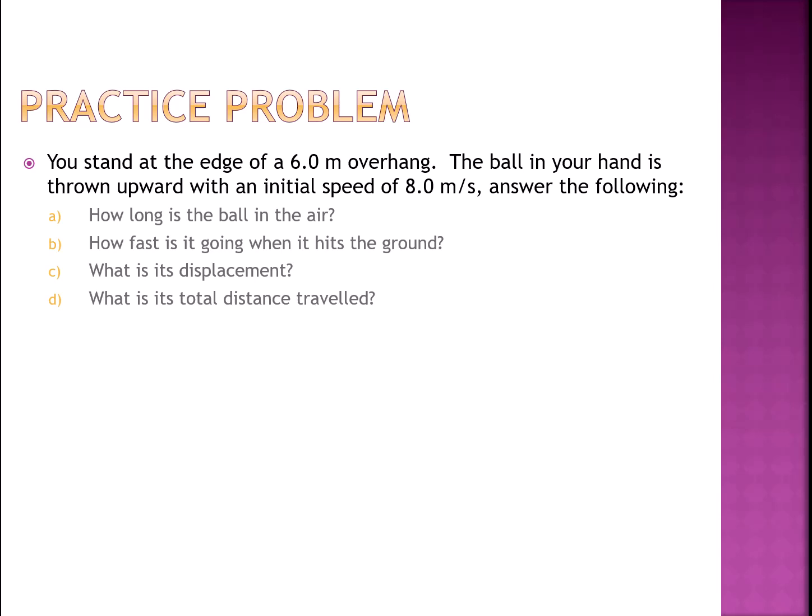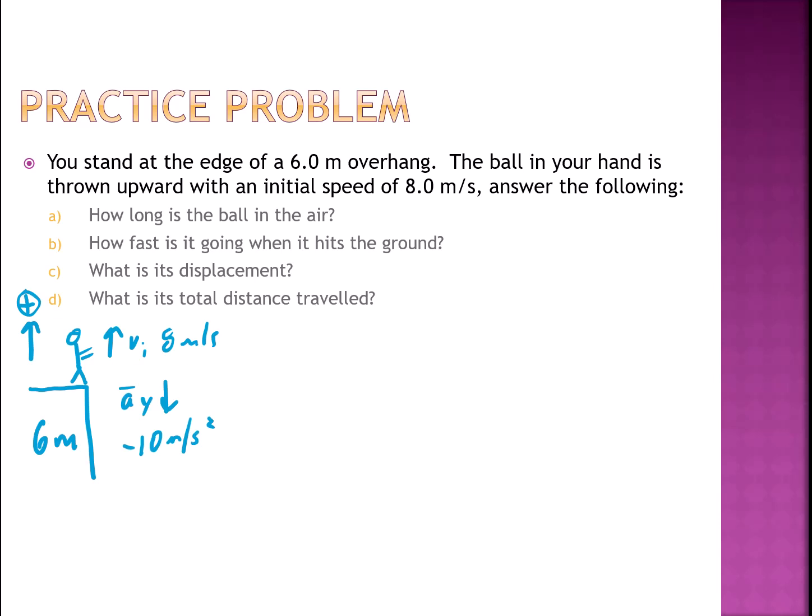Now this one doesn't return to your hand, which means we can't use the symmetrical trick. It's going to go up, turn around, come back to us, and then keep falling that 6 meters all the way to the ground. So your initial speed is 8. It's going to go up, and it's going to come back down. I'm going to say going up is positive. That means gravity is going to be negative 10, but my initial speed will be positive 8.